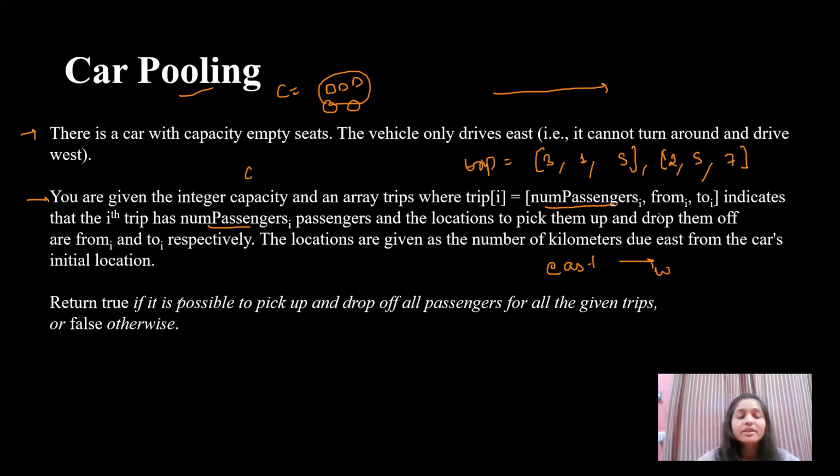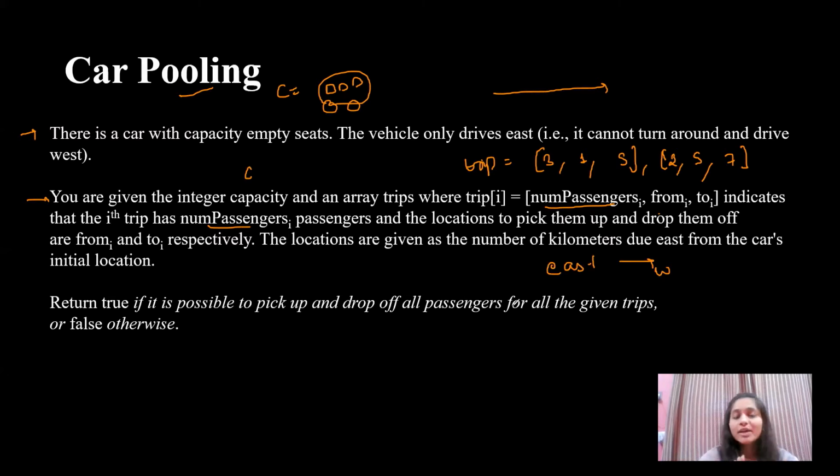Now what we need to return is true if it is possible to pick up and drop off all the passengers of the given trips, and false otherwise. If we are not able to drop all the passengers from all the trips, then we will return false. Else, if we successfully drop all the passengers, then we will return true. So this is what the question is.